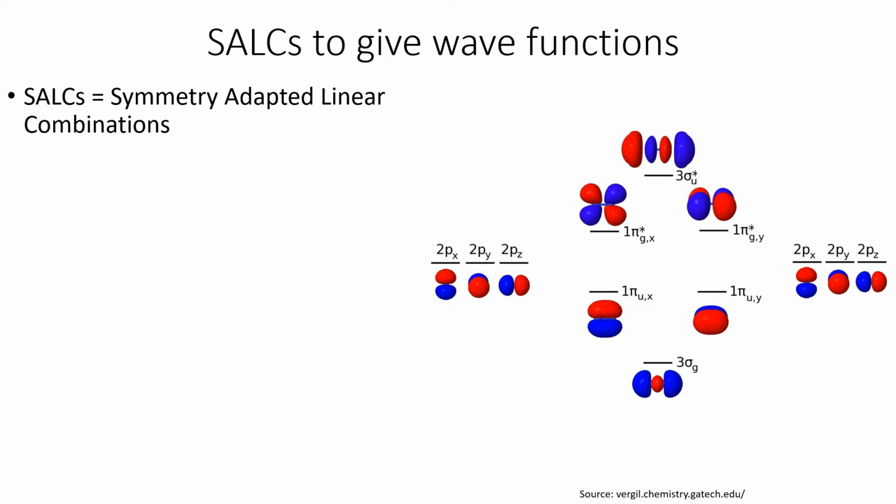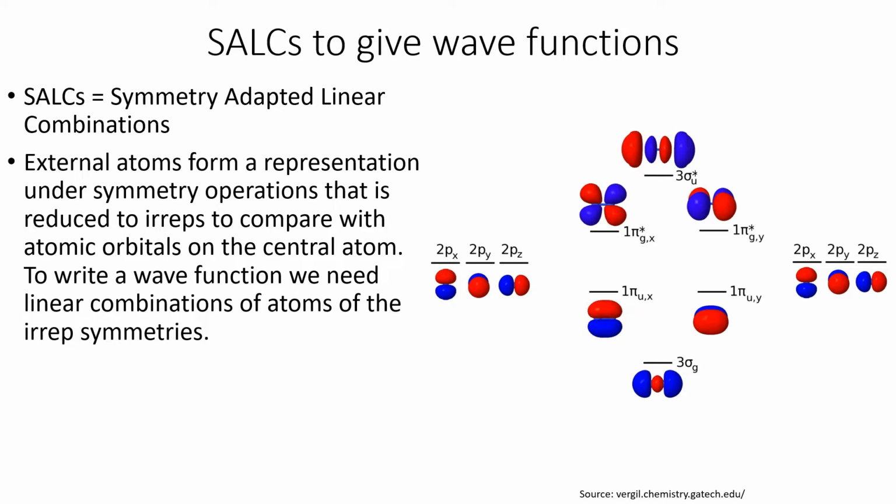Last time we were looking at atomic orbitals, and this time we're going to get onto molecular orbitals. We're going to construct molecular orbitals from the atomic orbitals as our starting point, using these so-called SALCs, symmetry adapted linear combinations. This means linear combinations, summing up the atomic orbitals in particular combinations that correspond to the symmetry of the representation.